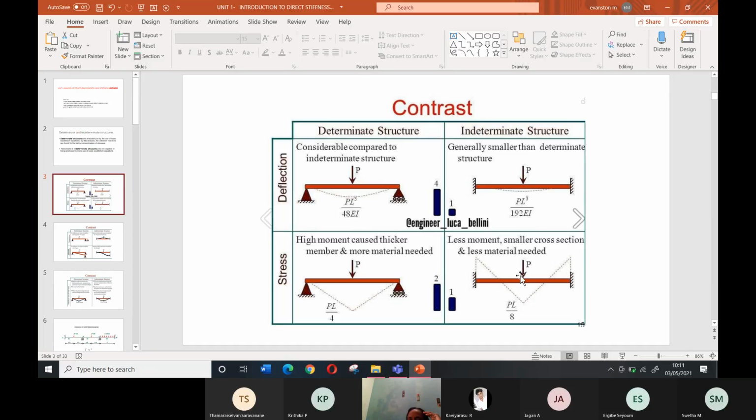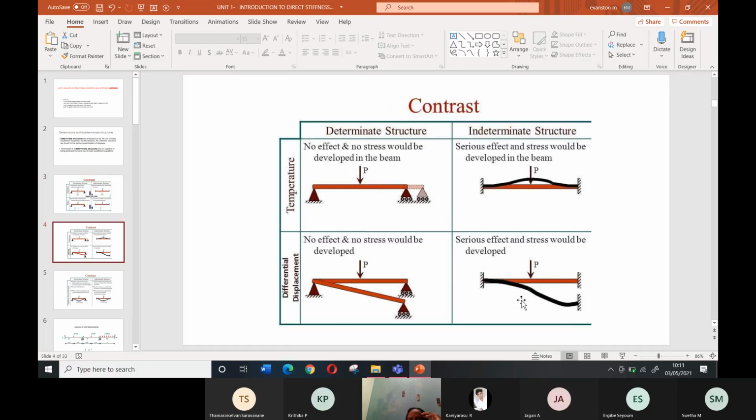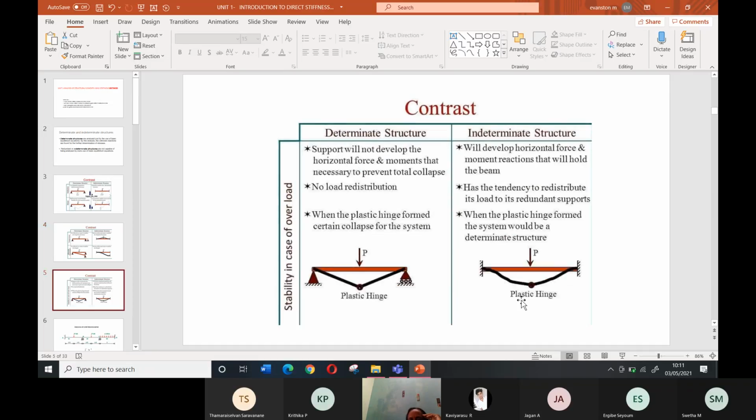But the advantages of indeterminate structures are given here. The moment will be less, and you need less material. That's the advantage if we compare here: simply supported beam moment is PL by 4 and fixed beam moment is PL by 8. So definitely the denominator is bigger, so this moment is less, and when the moment is less, you can go for a thinner section. That's the meaning. So just read all these things, what are the differences between determinate and indeterminate structures.